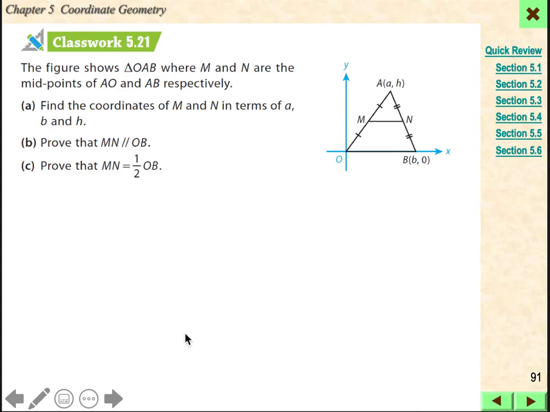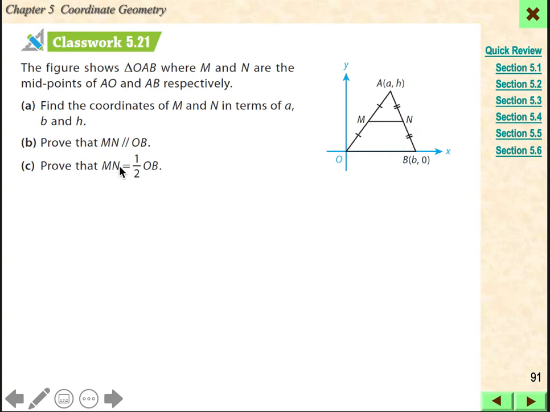So let's look at this example. This is the classwork. Now you know that M is the midpoint, so this is A over 2, H over 2. And for N, actually it will be the midpoint as well, so you have A plus B over 2 to be the X coordinate of N, and H plus 0 divided by 2 will be the Y coordinate. Then you can prove whether this one is parallel to this one, because they have the same Y coordinate. That means they are in the same position for height, so this one will be a horizontal line.